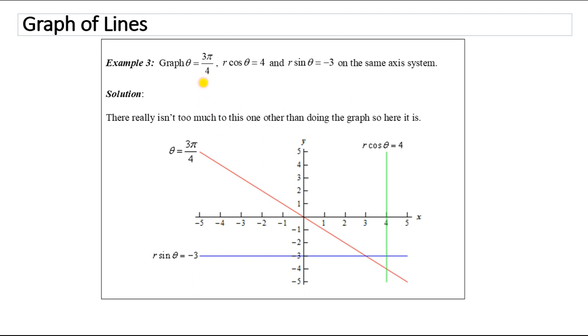Graph theta equals 3 pi over 4, r cosine theta equals 4, and r sine theta equals minus 3 in the same axis. If I convert these from polar to Cartesian, r cosine theta equals 4 gives x equals 4, a vertical line. r sine theta equals minus 3 gives y equals minus 3, a horizontal line. Theta equals 3 pi over 4 is the line y equals minus x.